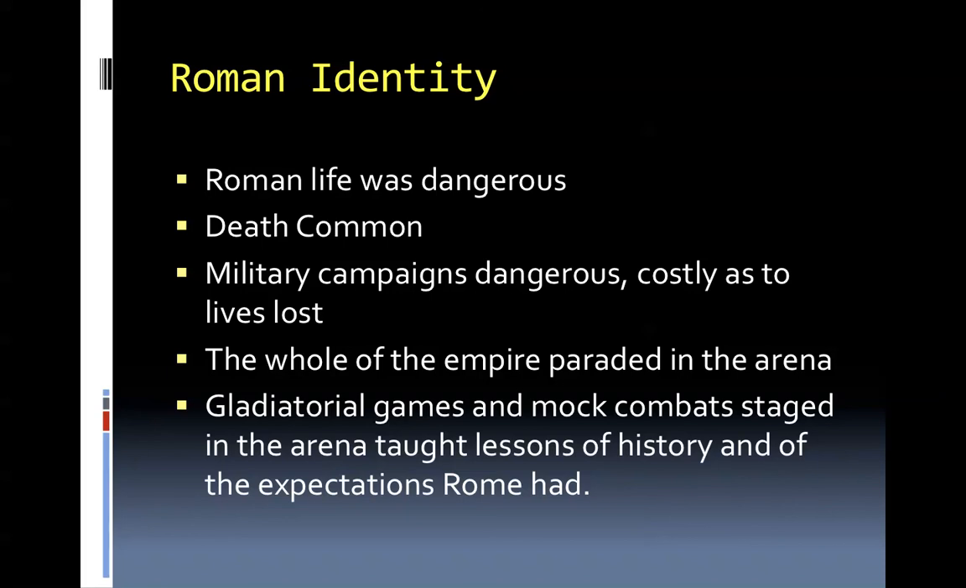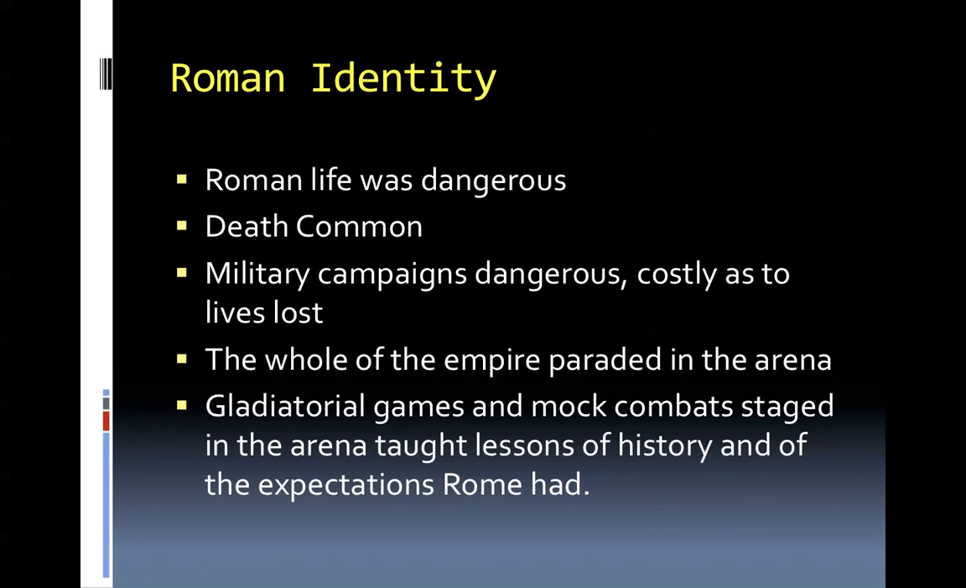The Romans are famous for the extraordinary number of people they could field in battle. And because they had so many that they could field in battle, they could afford, if you will, significant casualties. And they took significant casualties. They lost many lives. The whole of the empire could be paraded in the arena.